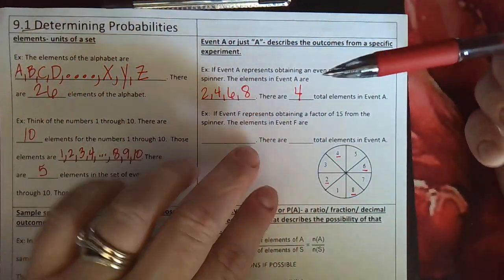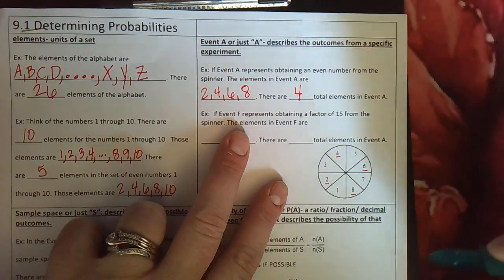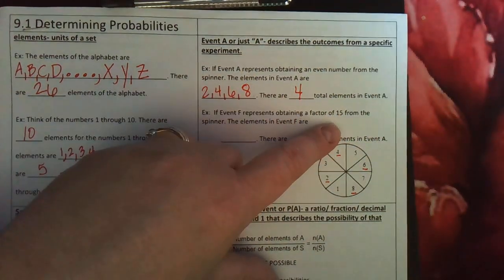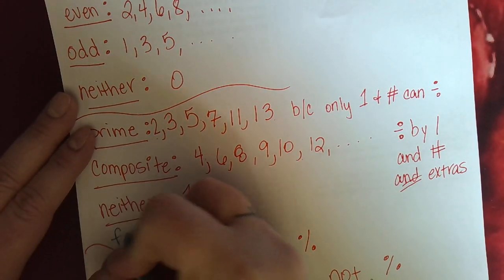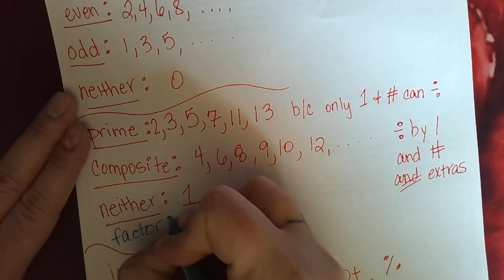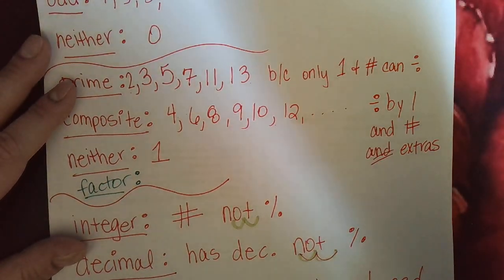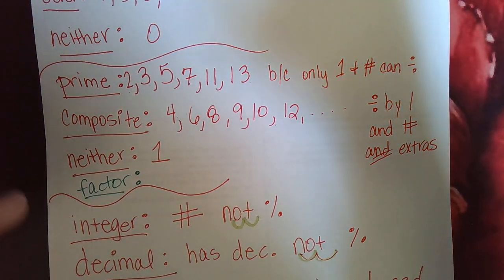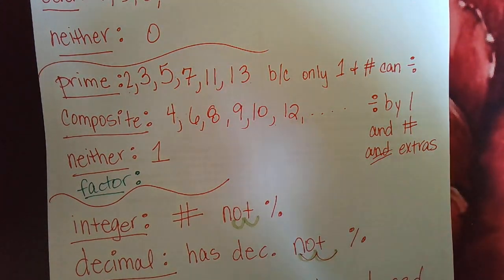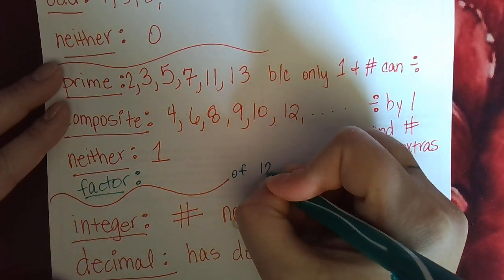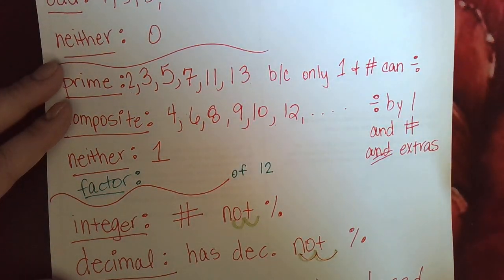Okay, let's look at this next one. It says if event F represents obtaining a factor. Oh gosh, we don't know what factor means. Okay, let's see here. The word factor kind of has to do with prime and composite. Factors mean the numbers that can divide, or the multiplication facts. So for example, let's say I wanted to know the factors of 12.